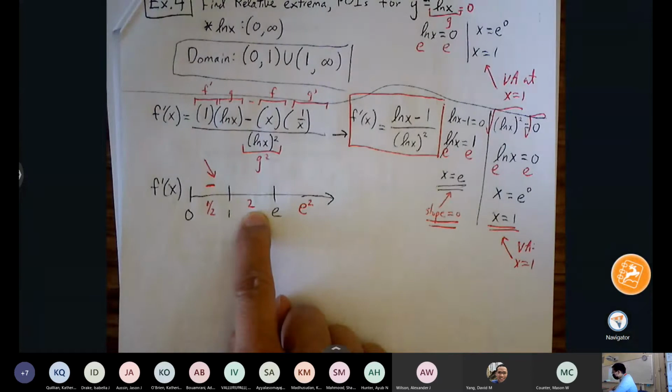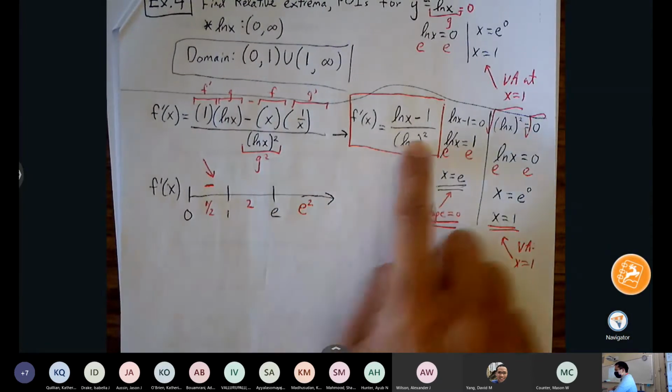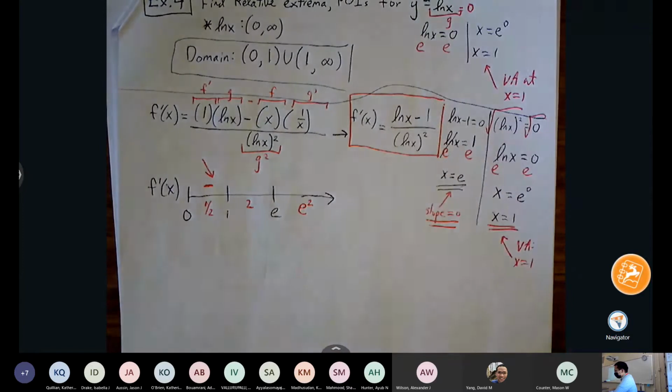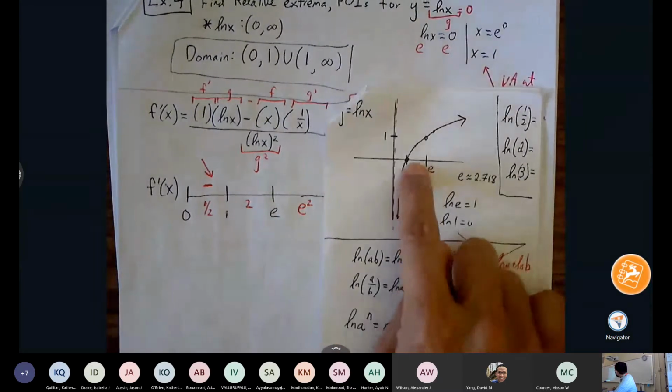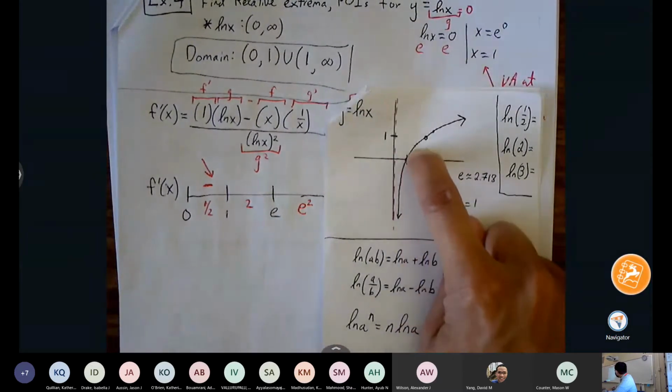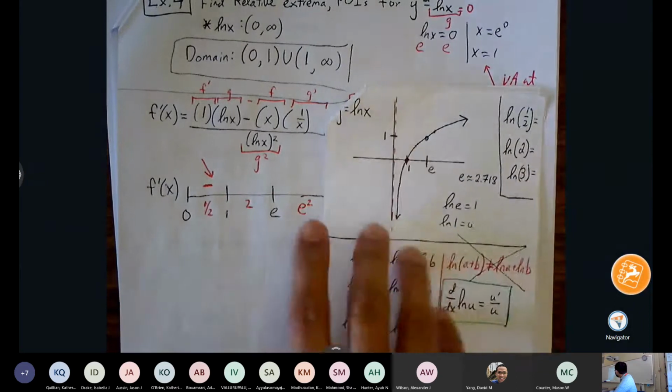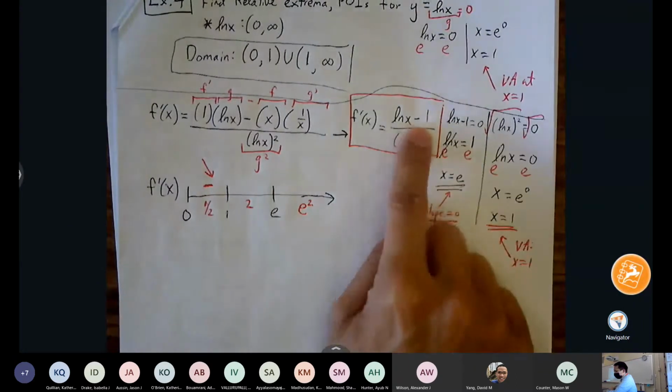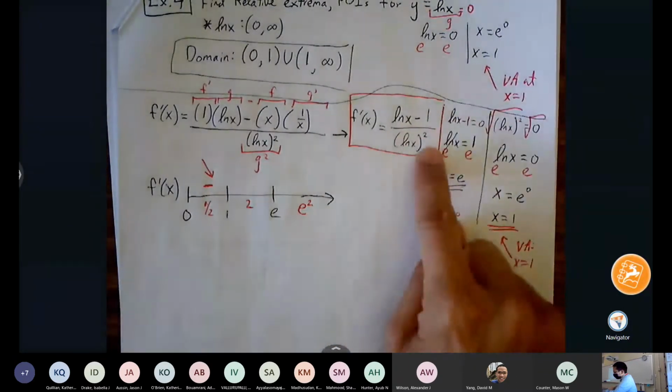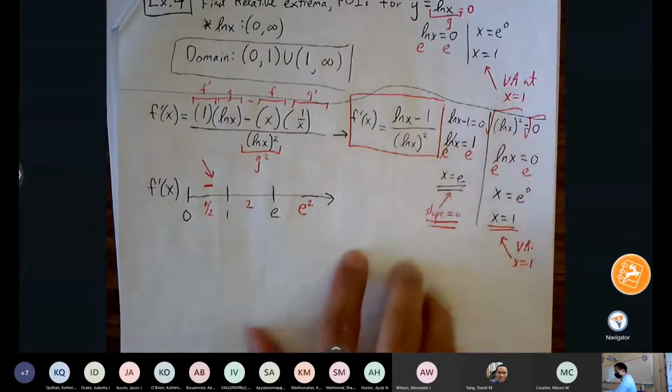Okay, next up, I want to plug 2 in. So if I plug 2 in for x, natural log of 2 is going to land somewhere here, which is somewhere between 0 and 1, so maybe 0.5. So imagine 0.5 minus 1, that's still negative. Denominator squared, so negative over positive is still negative.